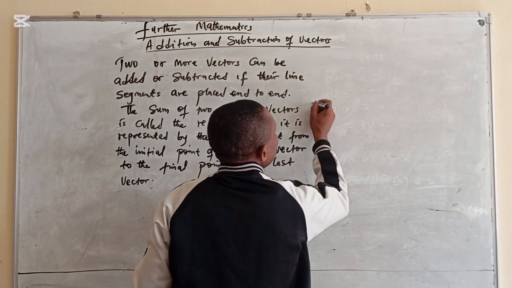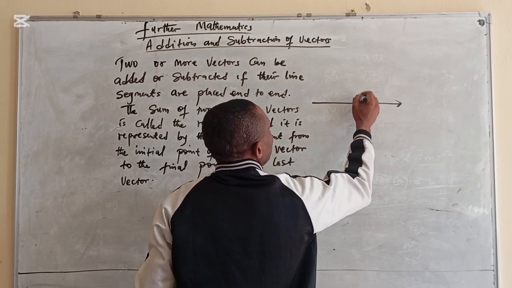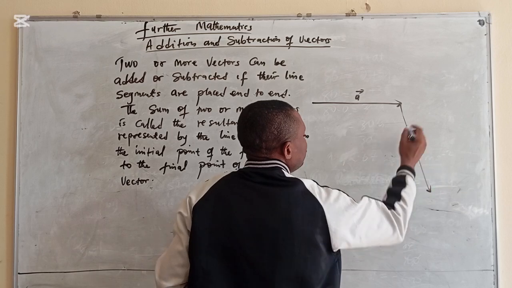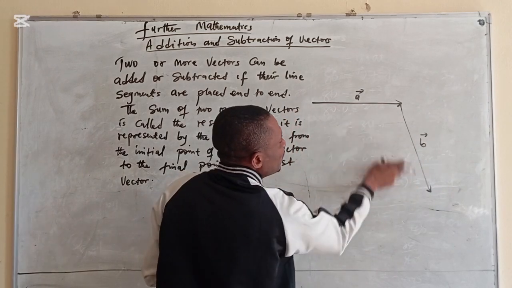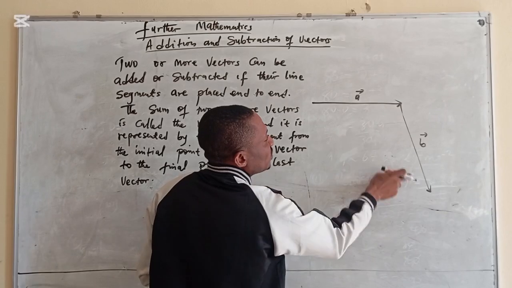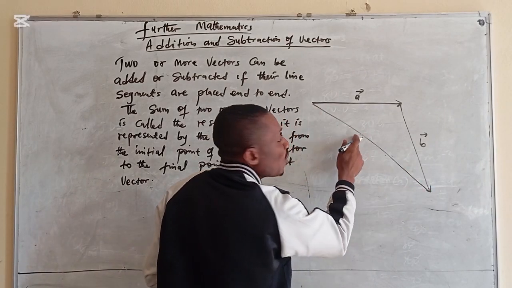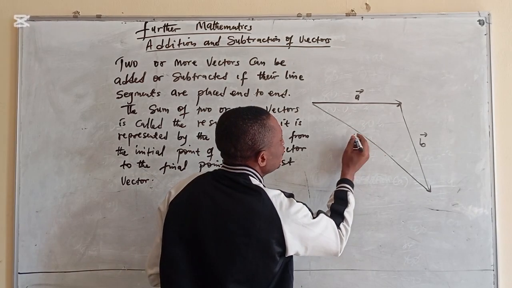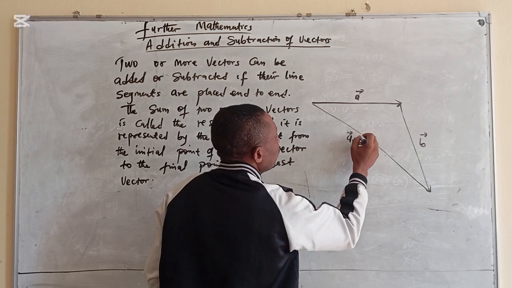Now let me explain. A line segment like this, let me call it A. Then another line segment here, B. Look at this: the two of them are joined end to end. So from here to here is called the resultant. That is the addition. Here will be A plus B.